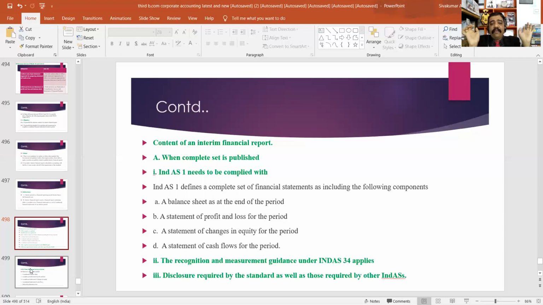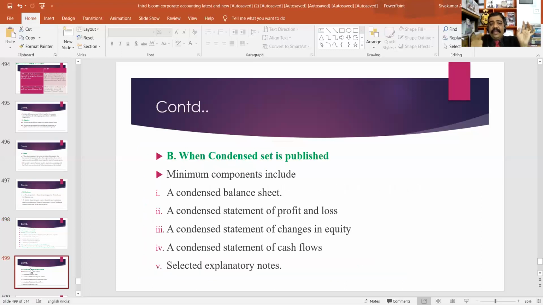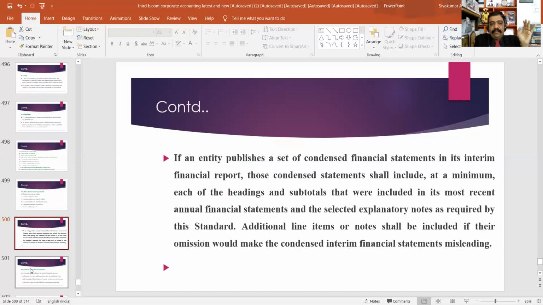Then you have to follow the recognition and measurement guidance under Ind AS 34, and the disclosures required by the standard as well as those required by other Ind ASs. You have to disclose as per Ind AS 34 and other Ind ASs. Okay. Then, if you choose to prepare condensed financial statements for the interim period, the minimum components include a condensed balance sheet, a condensed statement of profit and loss, a condensed statement of changes in equity, a condensed statement of cash flows, and selected explanatory notes.